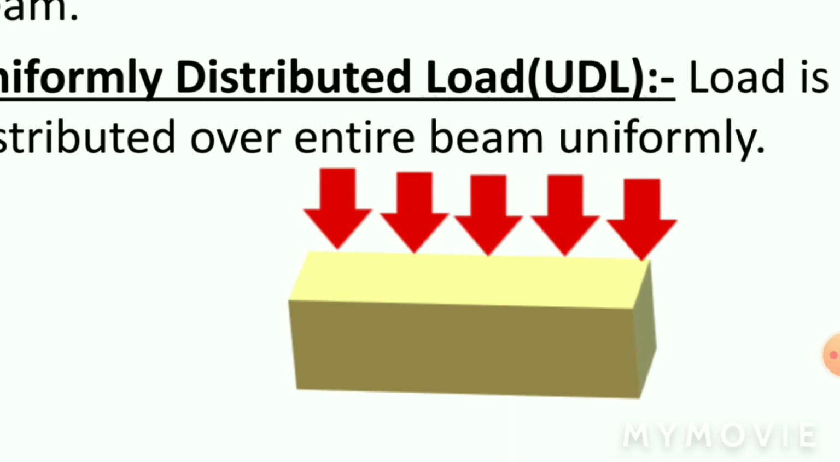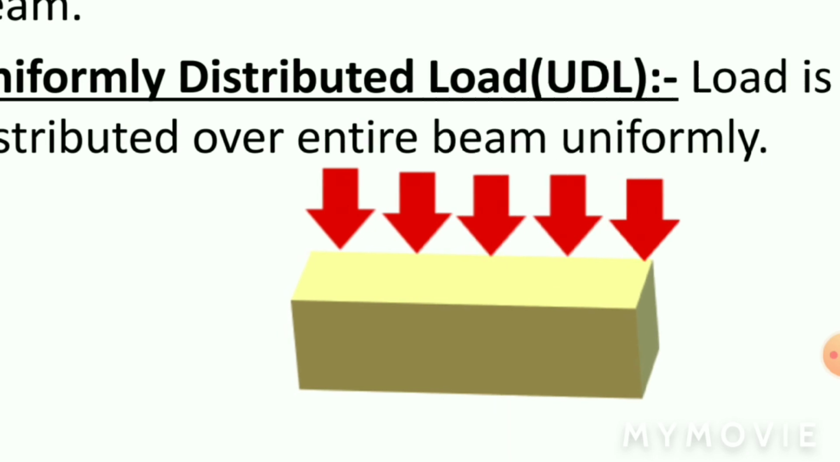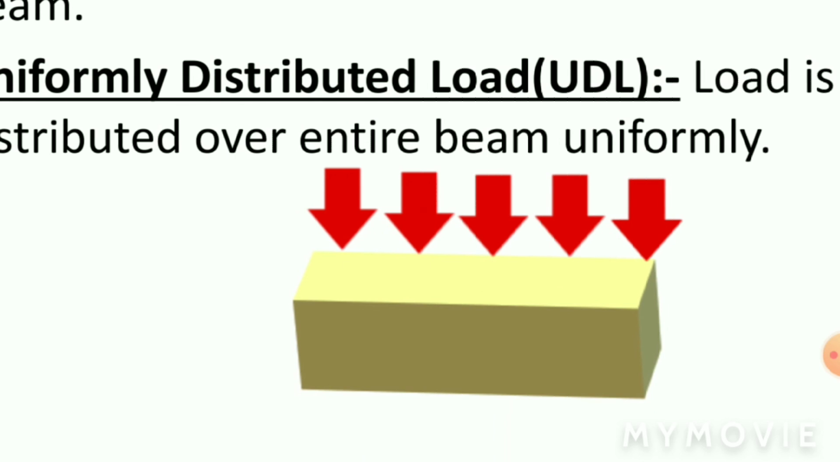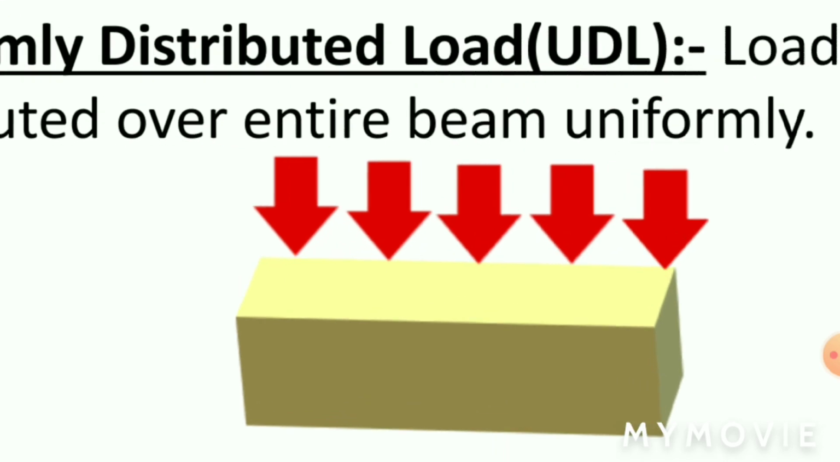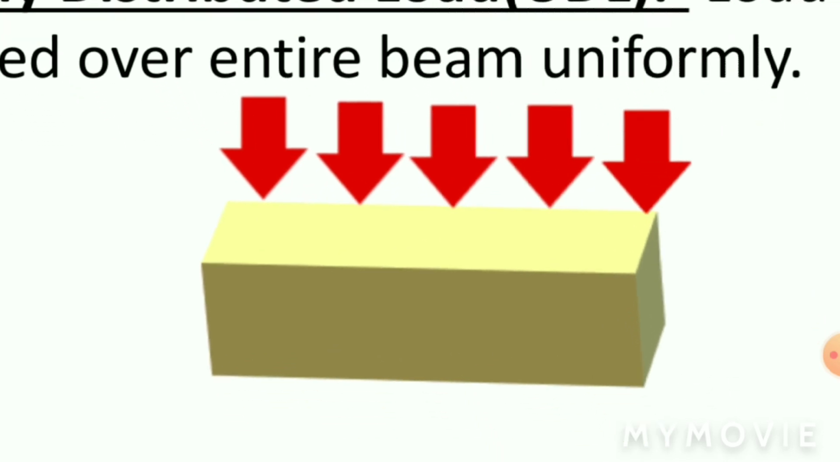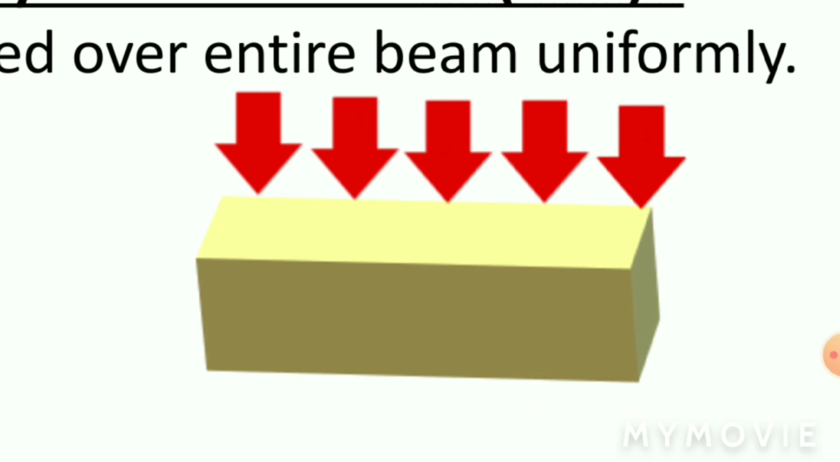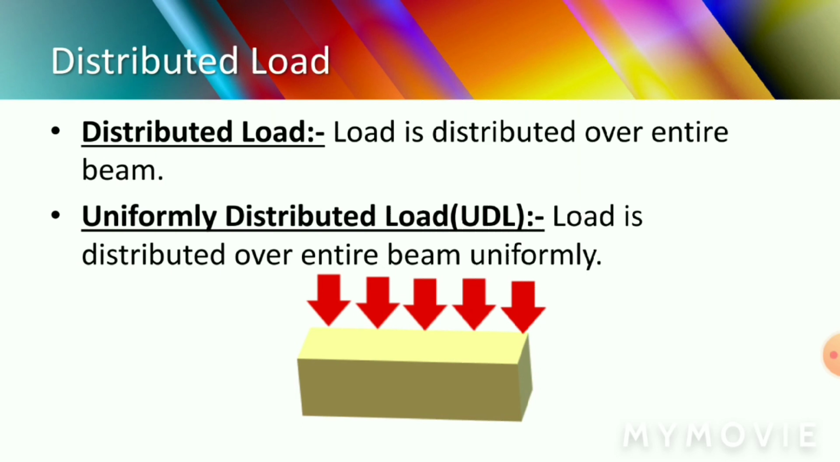Uniformly varying load, UVL. If the load is varying uniformly over the entire beam, the load is said to be uniformly varying load. Uniformly distributed moment. Like uniformly distributed load, if a moment is distributed over the entire beam, then it is said to be uniformly distributed moment.